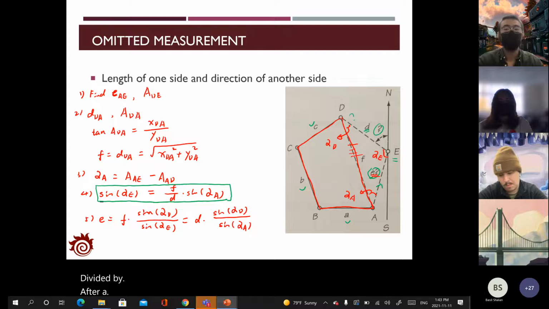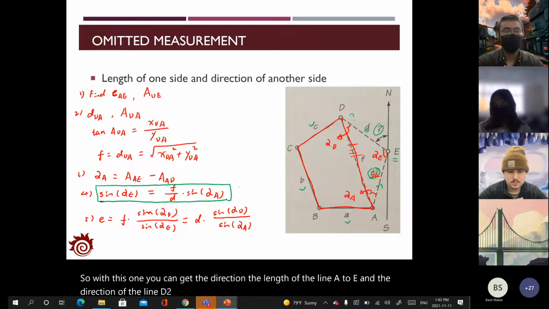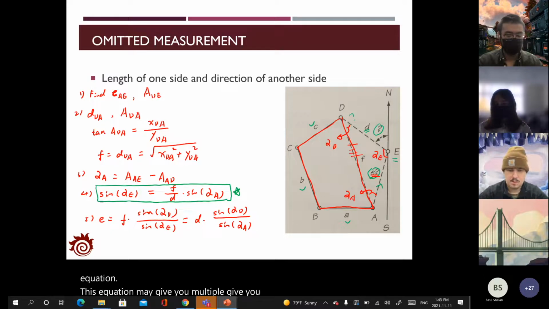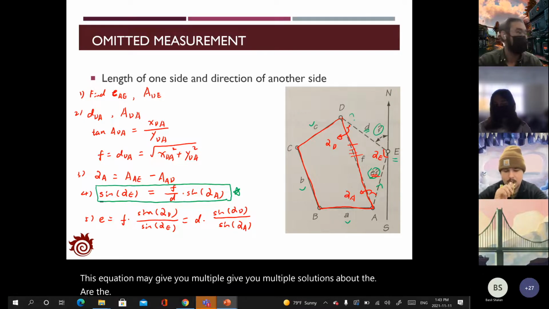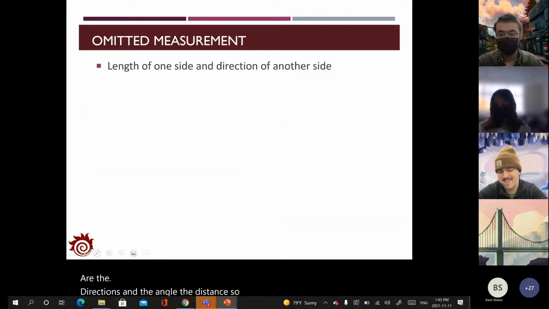So with this one, you can get the length of the line A to E and the direction of the line D to E. But you have to pay attention that this equation may give you multiple solutions about the directions, the angle, and the distance. So let me just show you one example about why this happens.